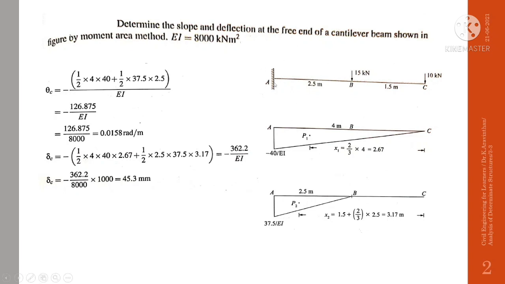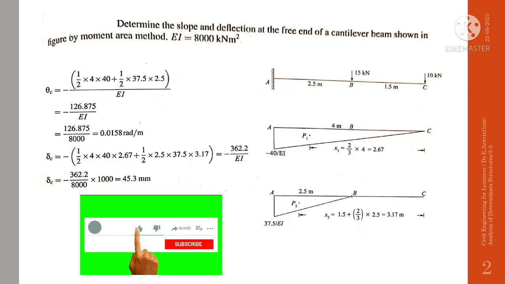Let us take a cantilever beam which has 2 point loads, at a distance of 4 meter from point A and 2.5 meter from point A. One load is 15 kilonewton and the other is 10 kilonewton. Now, in order to find the slope, theorem 1 states that the area of the bending moment diagram divided by EI gives the slope, and the area into the centroidal distance gives the deflection.